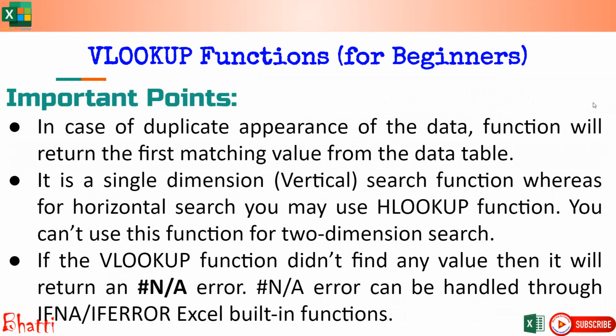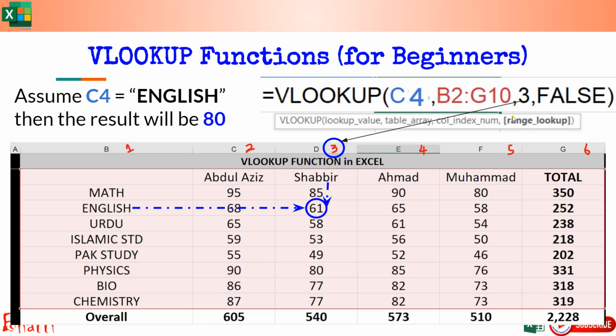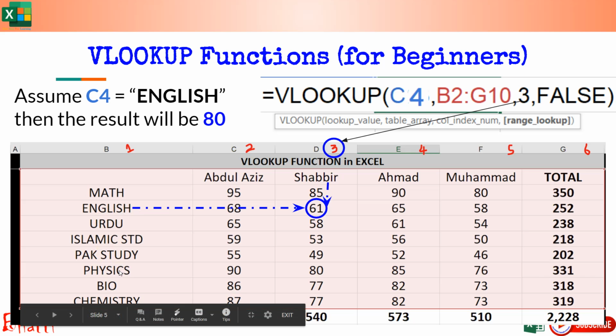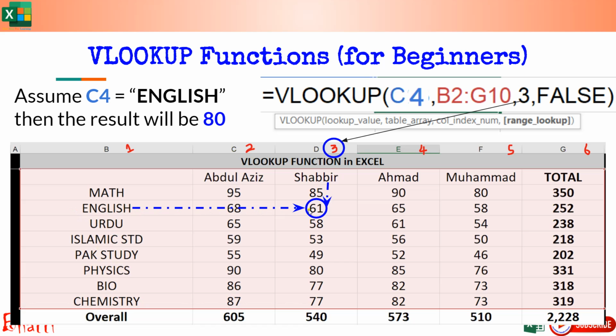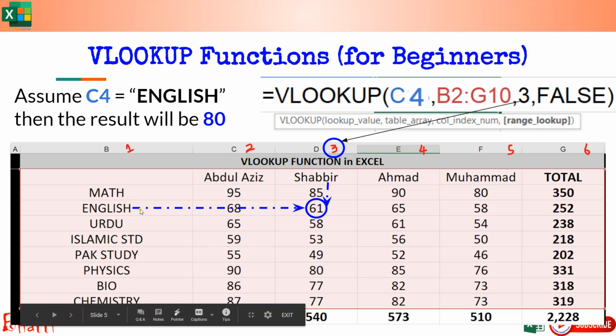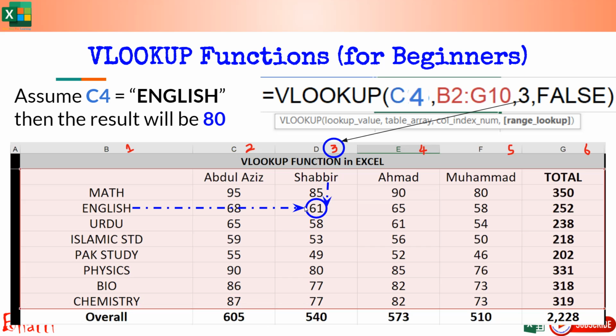There are some important points that we should keep in mind while using the function. The first one is, in case of duplicate appearance in the data, the function will return the first matching value from the data table. For example, here English 61. If English also appears at the bottom anywhere, it will give me only the first appearance of the search criteria. The function will not search the second or third appearance. It will always give me the first appearance of the search data.